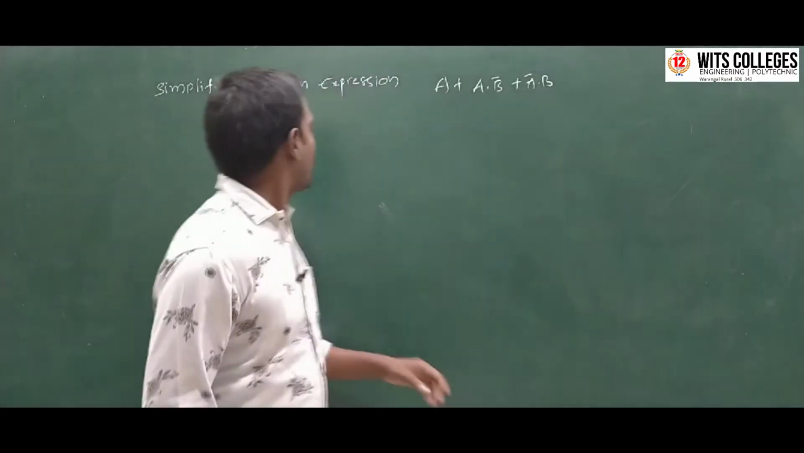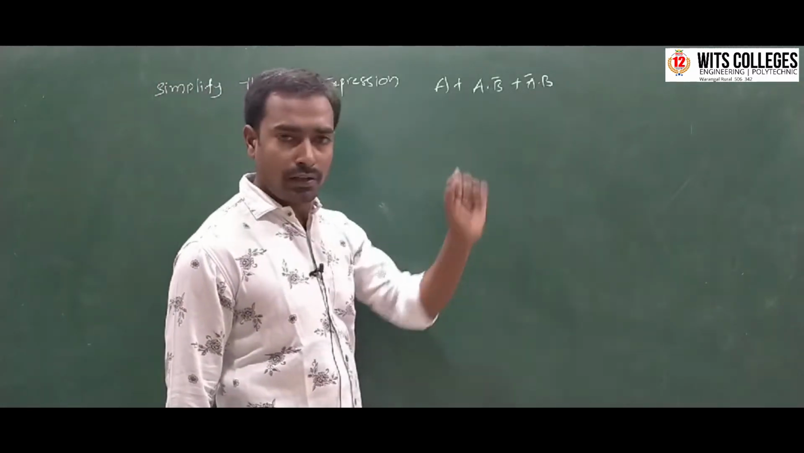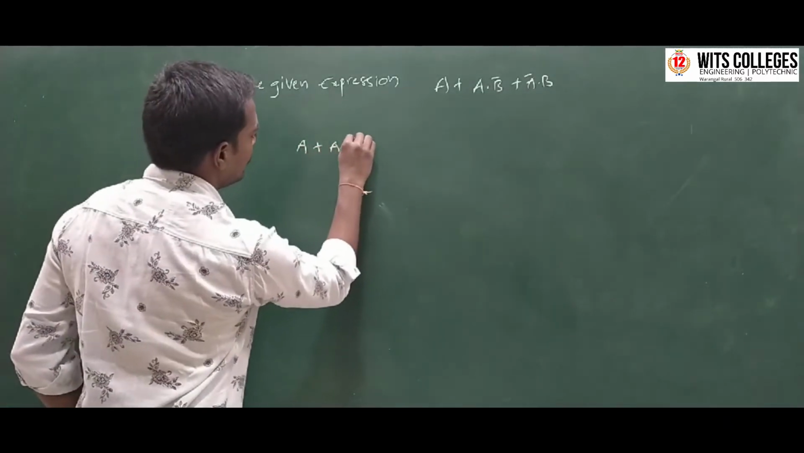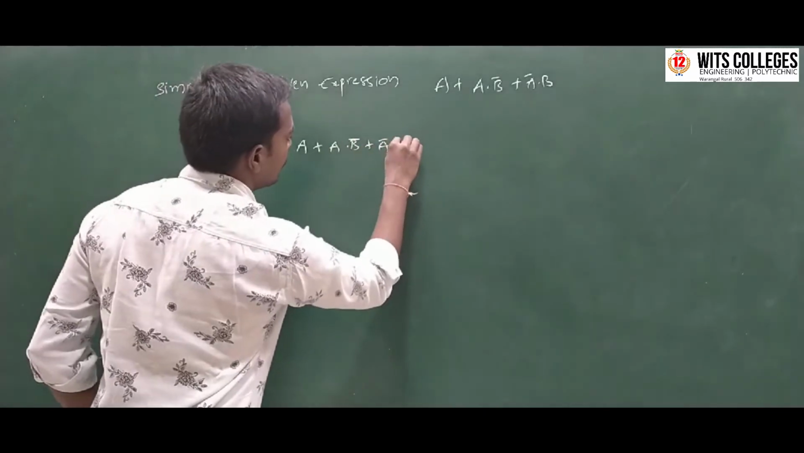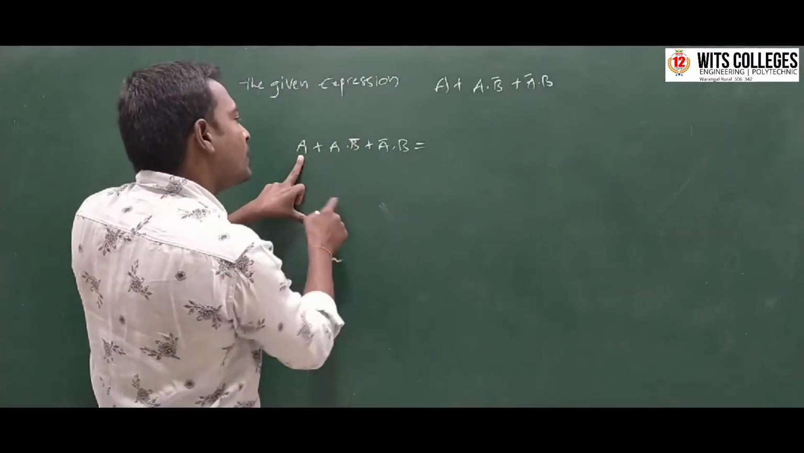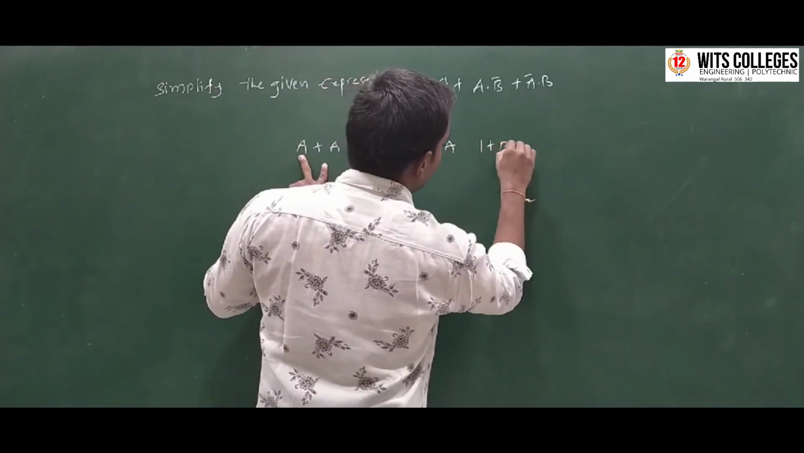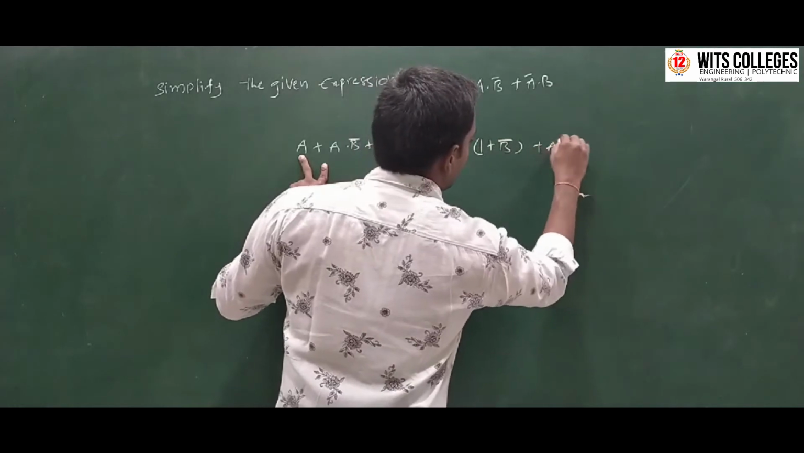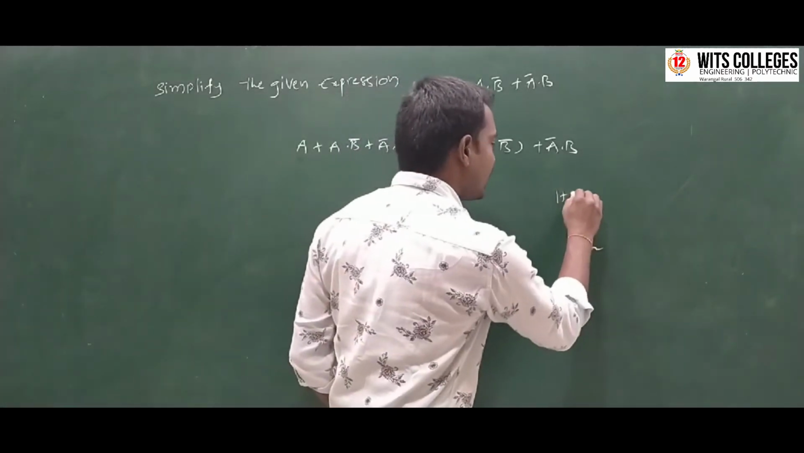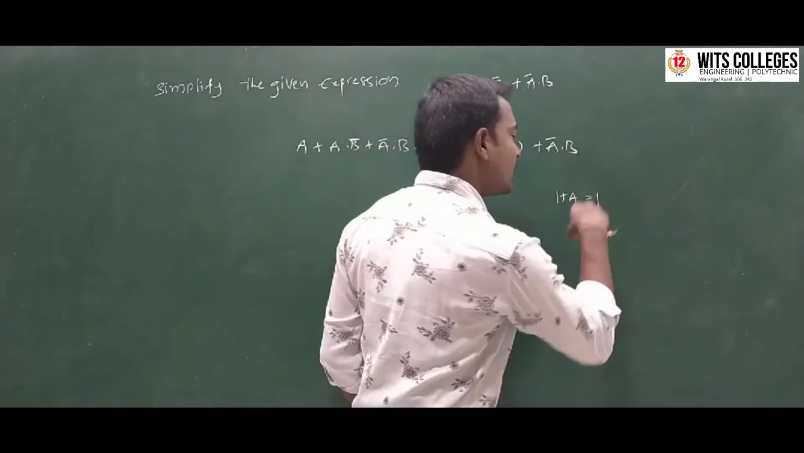Next problem. Simplify the given expression A + AB̄ + ĀB. The given expression is A + AB̄ + ĀB. Here in A + AB̄, A is common, so I am taking A as common. Then we get A(1 + B̄) + ĀB. We have a Boolean law that 1 + A, or 1 + Ā, or 1 + C, is equal to 1.